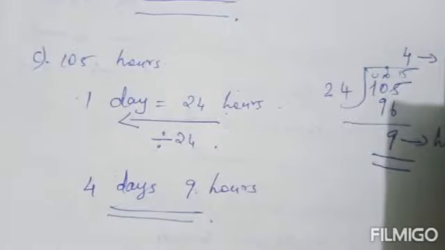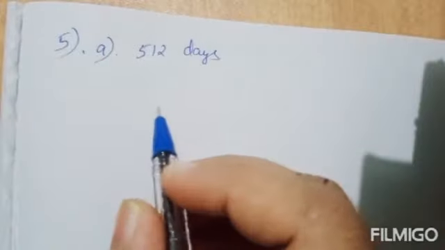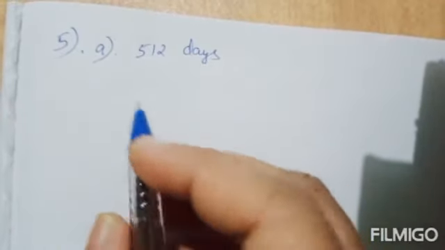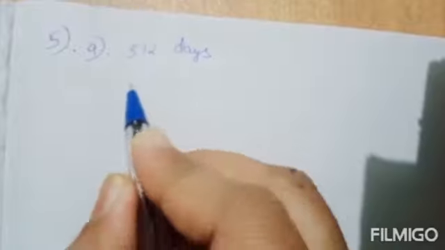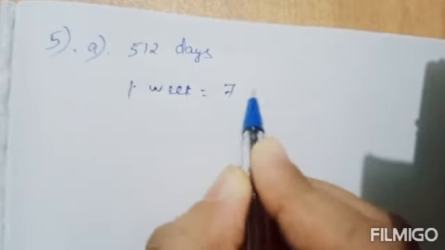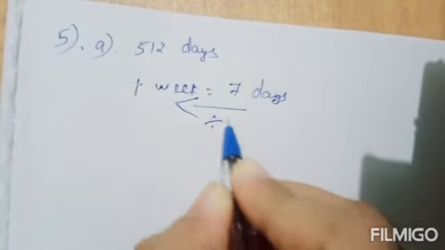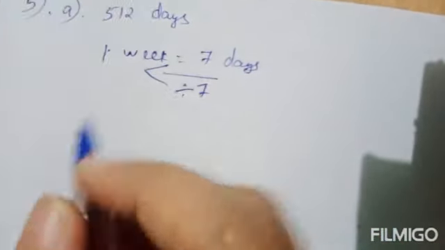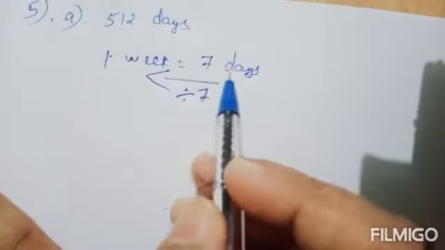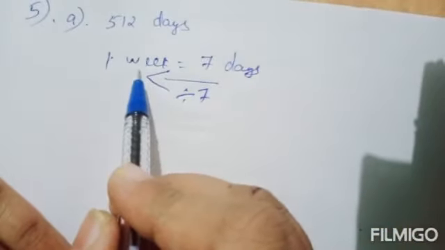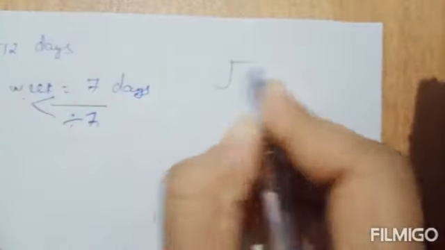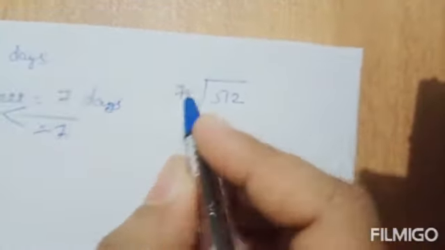Okay. Now fifth question, convert in part A, 512 days into weeks and days. So days you have to convert to weeks. You know the relation between day and week: 1 week equal to 7 days. So in order to convert days to weeks, what to do? Just divide by 7. Okay, so 512 days, how can you convert to weeks? Just divide by 7. 512 divided by 7.